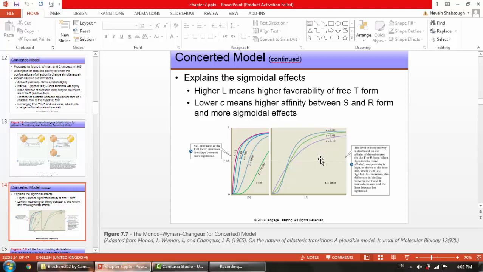Now also, the second part refers to the plot of Y versus substrate concentration at constant L equal to 1000. We notice here that the level of cooperativity is based on the affinity of substrates for the T or R form. When Kt is infinite, cooperativity is high, as shown in the blue line here. As the value of C increases from 0 to 0.04 to 0.1, the curve becomes less sigmoidal and more hyperbolic.